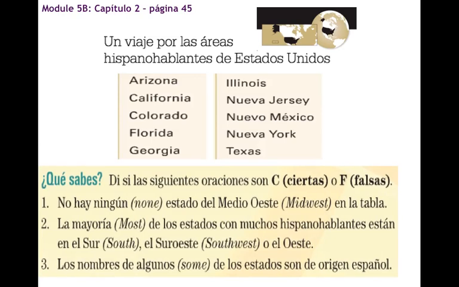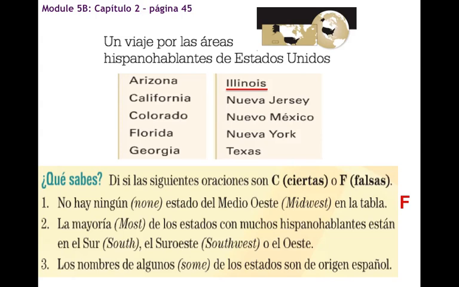So ahora, ¿qué sabes? What do you know? Say si las siguientes oraciones son ciertas o falsas. So say if the following statements are true, cierta, or falsa. Número 1. No hay ningún estado del medio oeste en la tabla. In our list there. Is there a Midwest state? Cierto o falso? There isn't any Midwest state is falso. ¿Por qué? We have Illinois. That is actually a Midwest city.